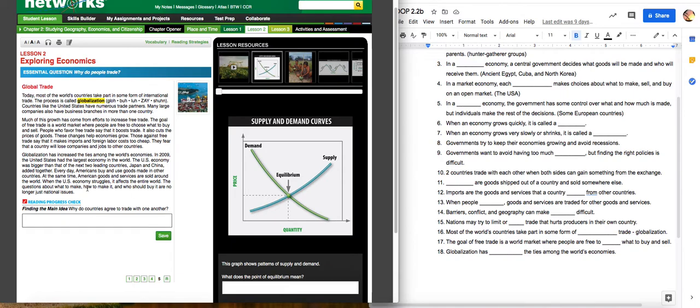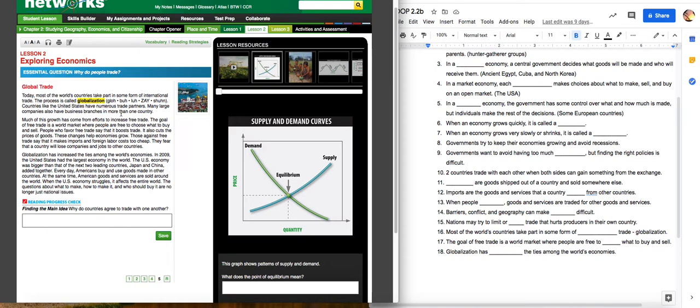Okay, finishing it up, guys. Today, most of the world's countries take part in some form of international trade. This trade is called globalization. So you got your blank there, guys. It's not globalization, it's international. Countries like the United States have numerous trade partners. Many large companies also have business branches in more than one country. In other words, yep, there's Amazon in America. There's also Amazon all around the world, guys. We have businesses in other countries.